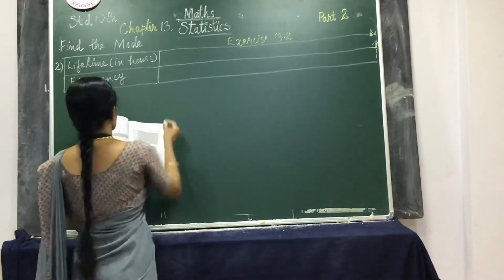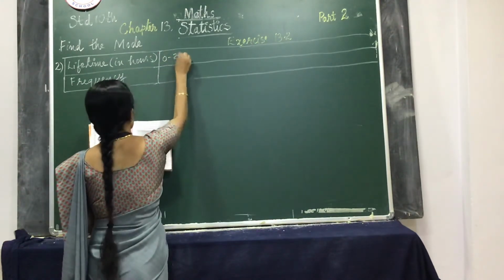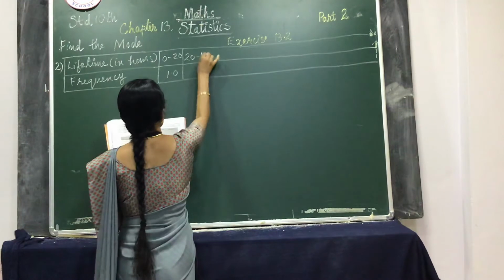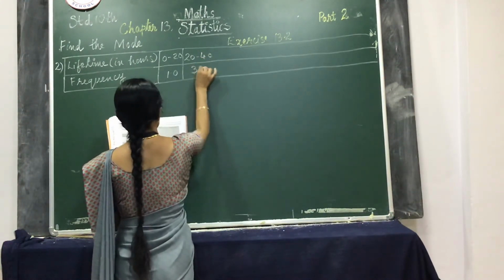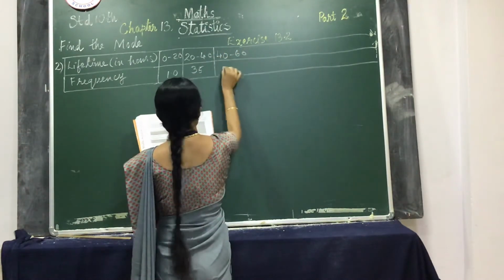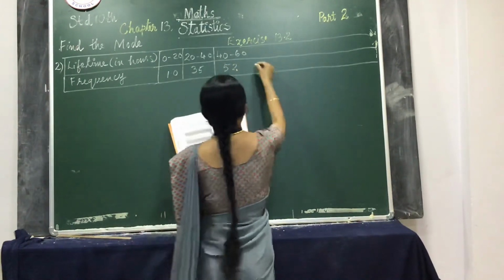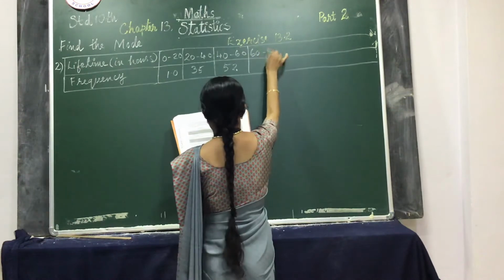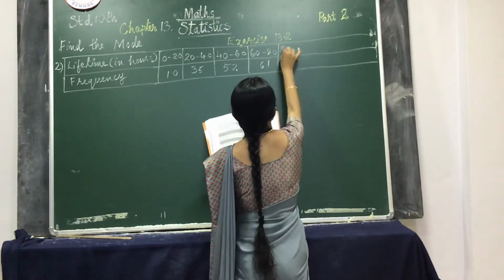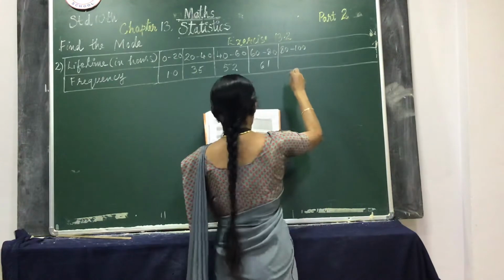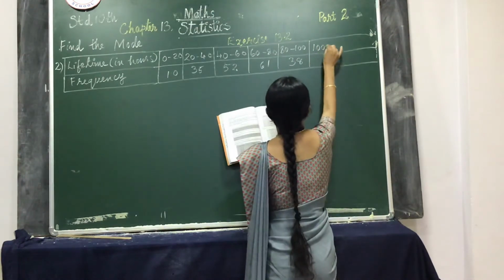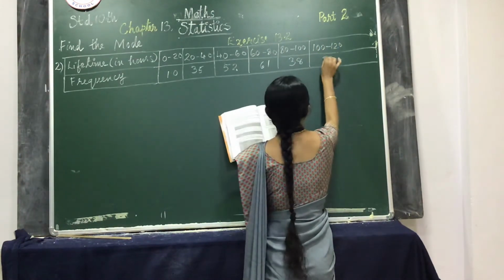Now the data given is 0 to 20, 10; 20 to 40, 35; 40 to 60, 52; 60 to 80, 61; 80 to 100, 38; 100 to 120, 29.